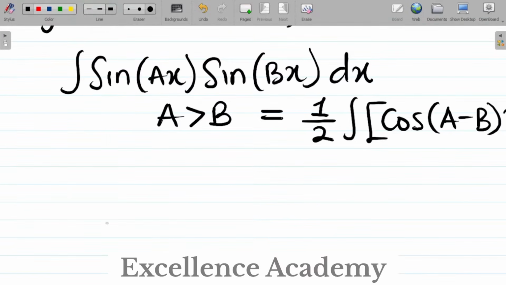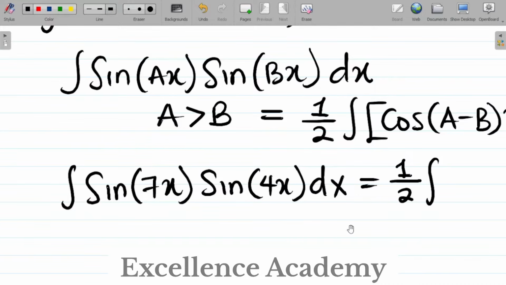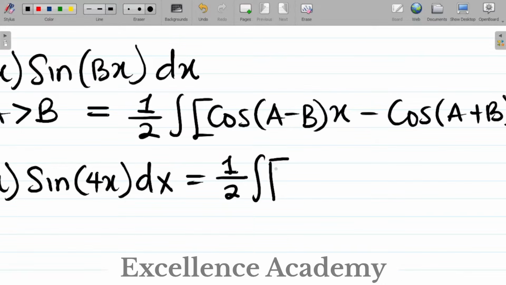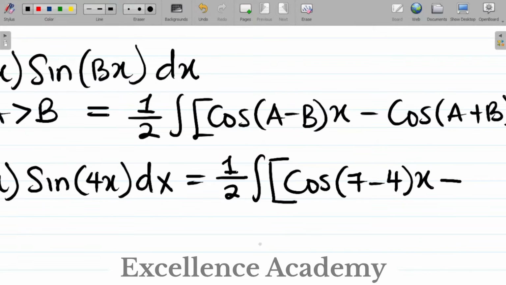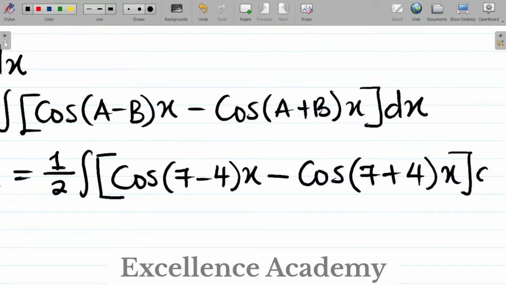So what that means is that the integral of sine 7x sine 4x dx is equal to 1 over 2 times the integral of, open a square bracket, cosine of a minus b, a is 7 minus b is 4, x, minus cos of a plus b, a is 7 plus b is 4, then x, and of course you have dx.